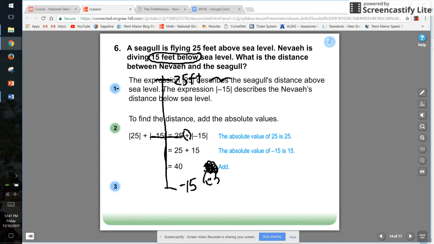I think another real simple way of thinking of absolute value: if there's a negative symbol inside that absolute value box, get rid of the negative symbol and you have its value. Ladies and gentlemen, that is absolute value, and that's the math you should know.